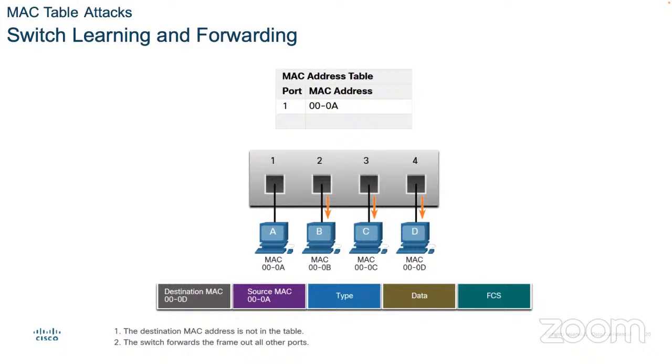As data comes in and out from these computers, from these end devices, it begins to learn, oh, on port 1, I have this device with this MAC address. So now anytime I see traffic that's destined for this specific MAC address, I know where it's going.